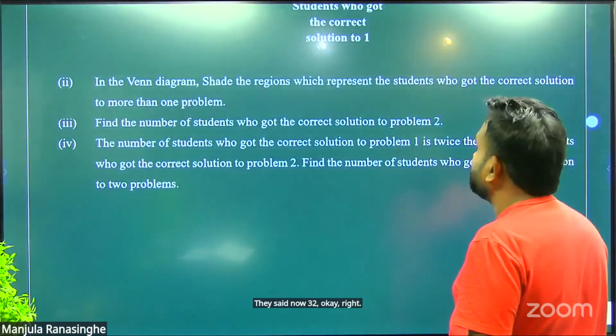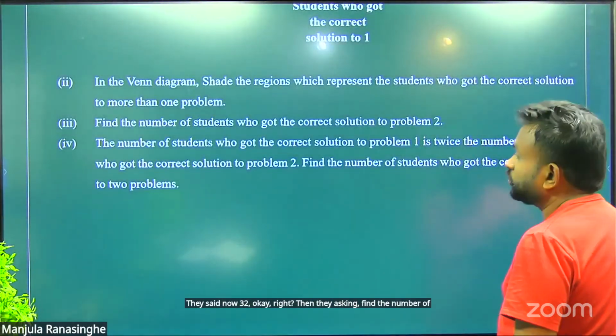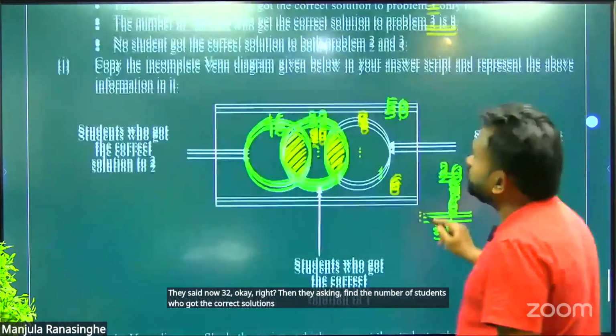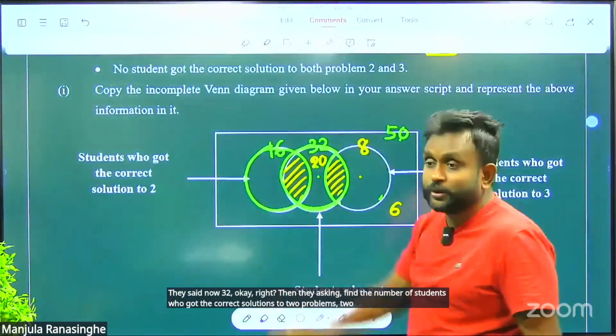Then they are asking to find the number of students who got the correct solutions to two problems.